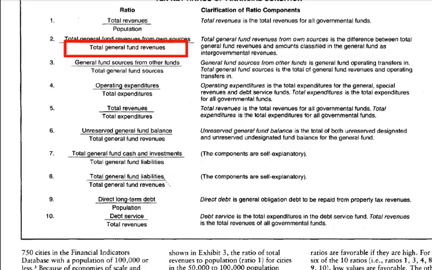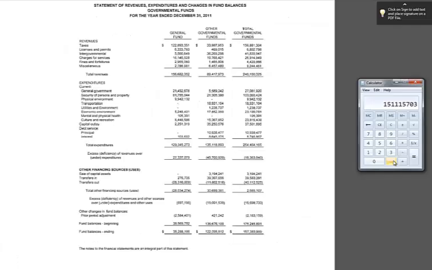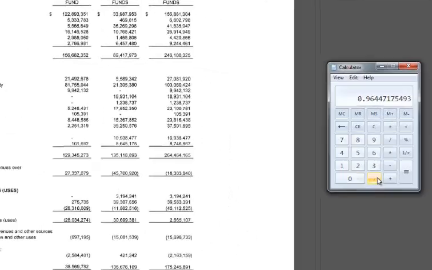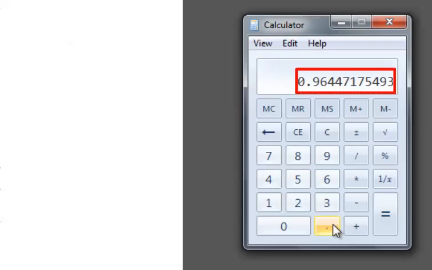Here we are back at Ken Brown's 10-point test, and for ratio 2 you can see the denominator is total general fund revenues. So we have our numerator, and we're going to divide that by the 156,682,352. Our answer is a ratio of 0.9645 or 96.45%.